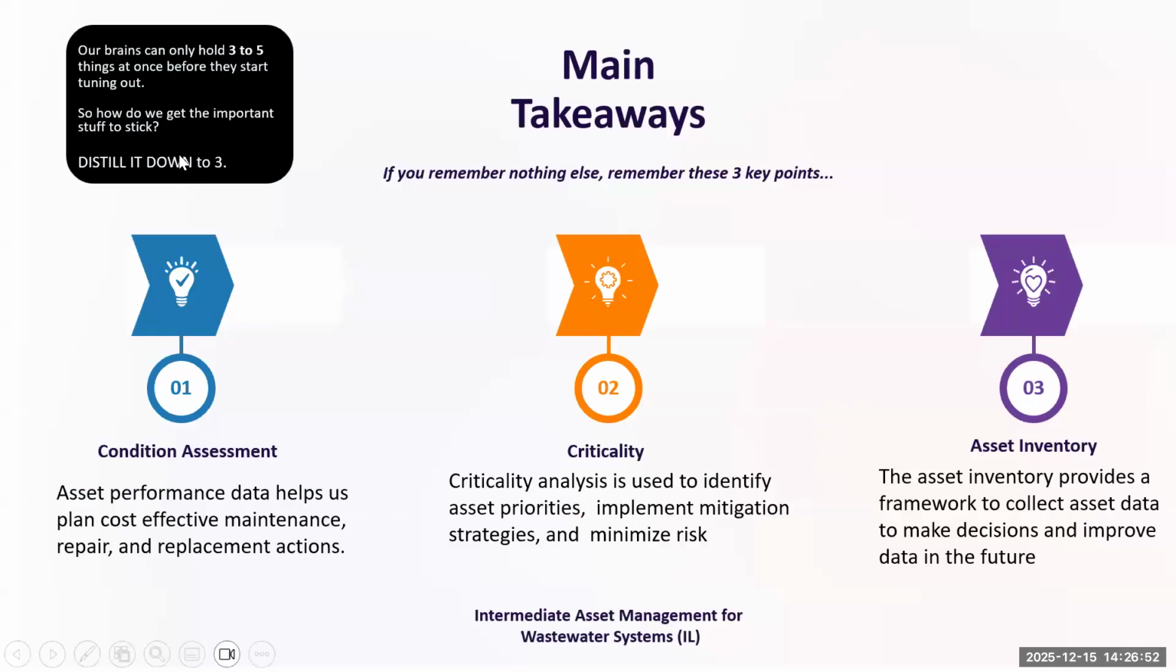Today, we looked at a lot of topics. We looked at the components of asset management, and we looked at some condition assessment strategies. But the three main takeaways are under condition assessment, the asset performance data helps us to plan cost-effective maintenance, repair, and replacement actions. And we talked about criticality. That's used to create priorities. We identify asset priorities, and then we can implement some kind of strategy to minimize the risk or repair those assets. And finally, the asset inventory. It provides us a framework to collect asset data and helps us to make decisions in the future.